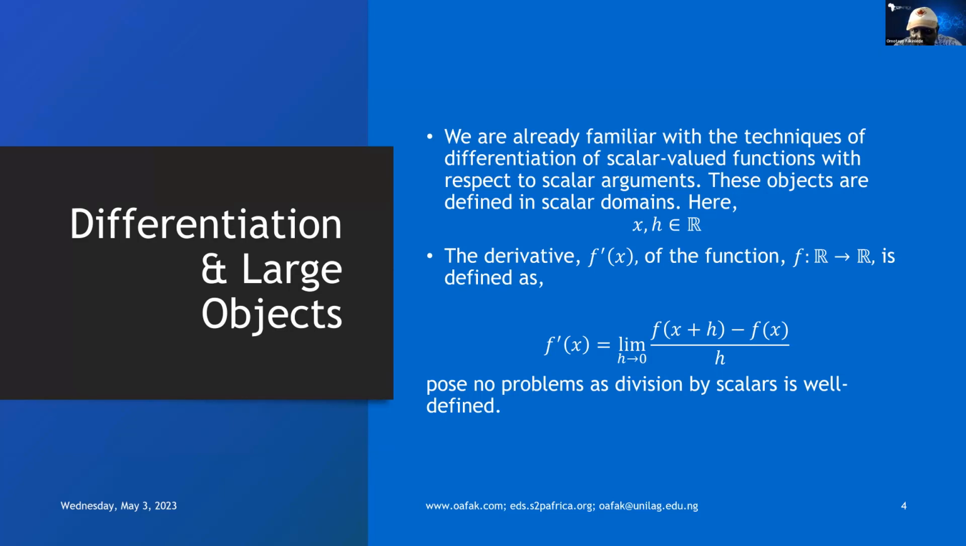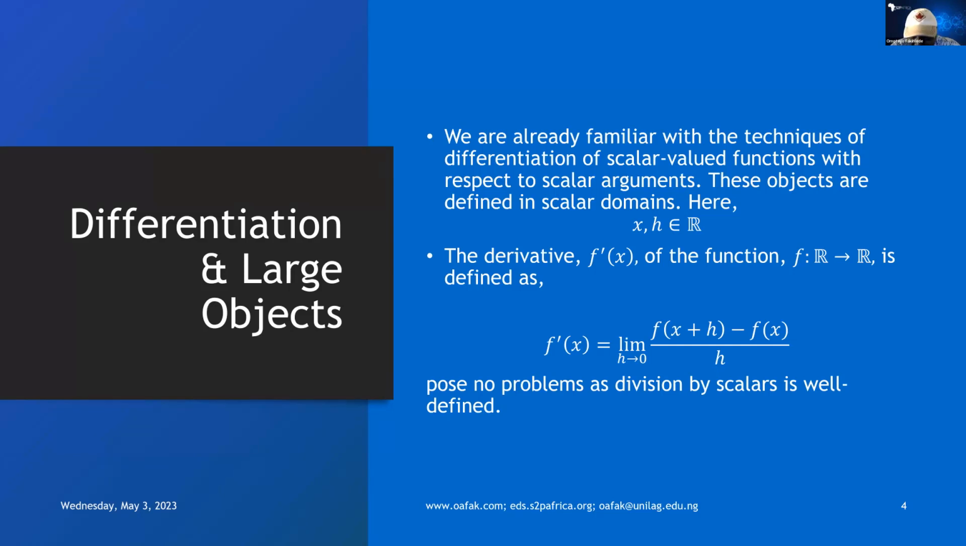These objects are defined in the scalar domain, where, let us say, you have x and h that are real numbers. Then the derivative f prime of the function f is defined as f prime of x, which is the limit as h tends to 0 of f of x plus h. You evaluate the point at a near point, just perturb it with a variable h. Just move a little bit away from x by h, then subtract the value of the function at x, and then divide the difference by h. This poses no problems as division by scalars is well defined.